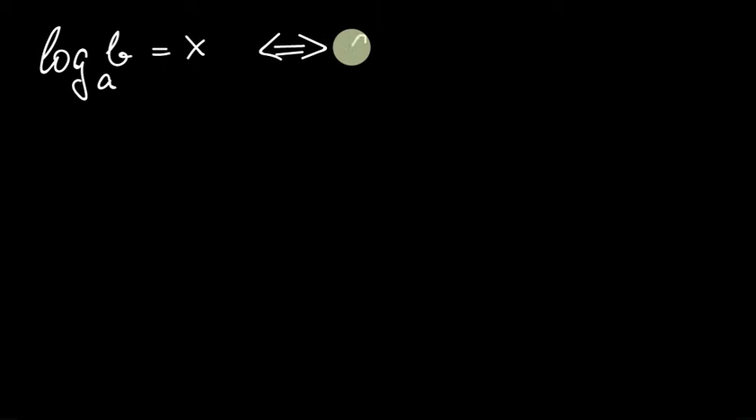Today we are going to solve logarithmic equations. But before doing that, we need to know the properties of logarithms. So the main property of logarithm looks like this. Log base a of b is equal to x, and it is the same thing as a to the power of x is equal to b.